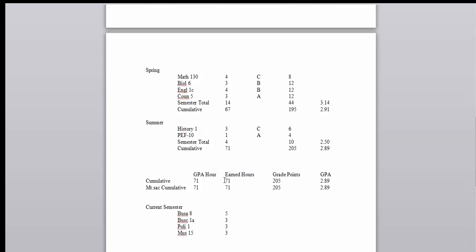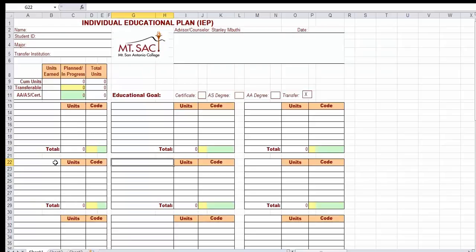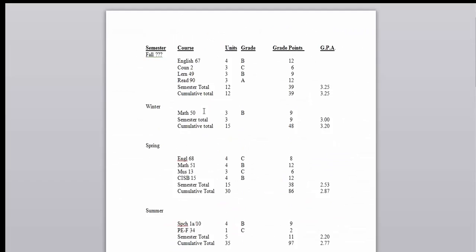So notice that this student has earned 71 units for everything they have taken so far in their record, and in the current semester these are the classes they are taking. So I want us to practice making an educational plan based on this transcript. I'm going to go to my plan and notice that I have cumulative units. All units I have taken are 71. But how many of those units apply to the AAAS degree? I go back to my transcript and subtract the units that do not apply to my degree.